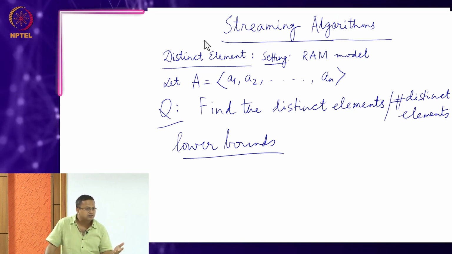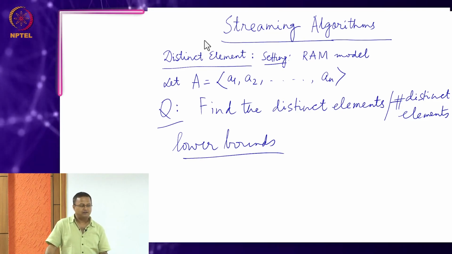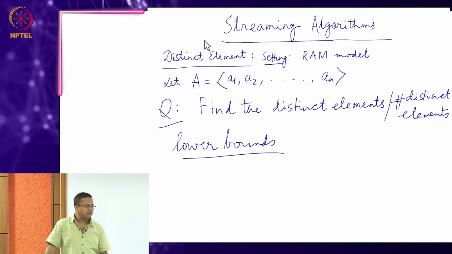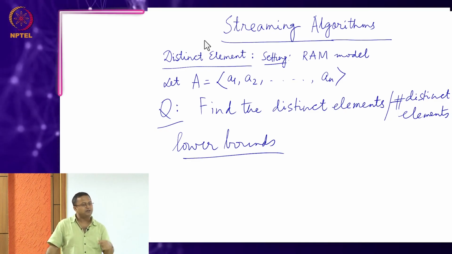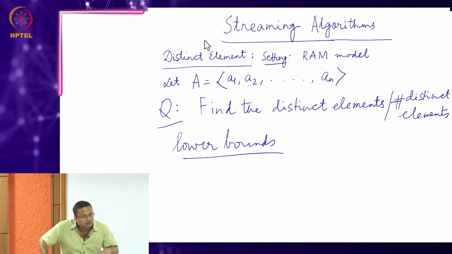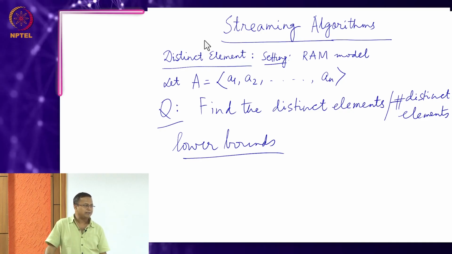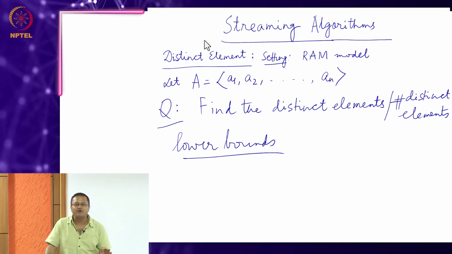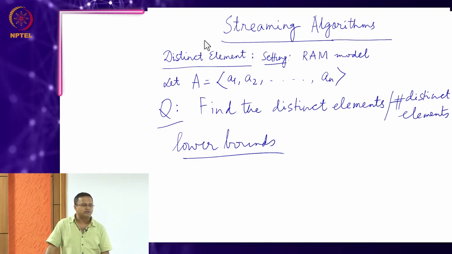Next question is, can you do sorting better than n log n? If you can do sorting better than n log n, then this distinct elements problem is also solvable in better than n log n. So have you ever heard of a sorting algorithm that outperforms n log n?